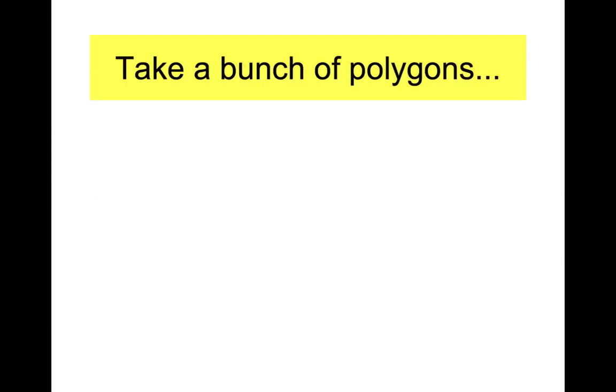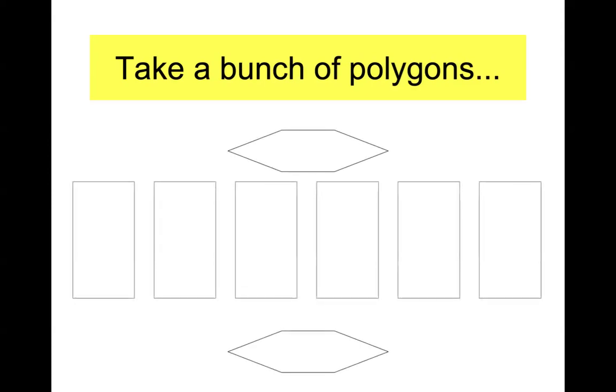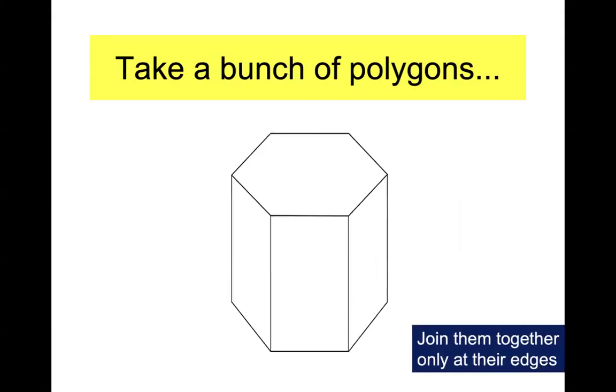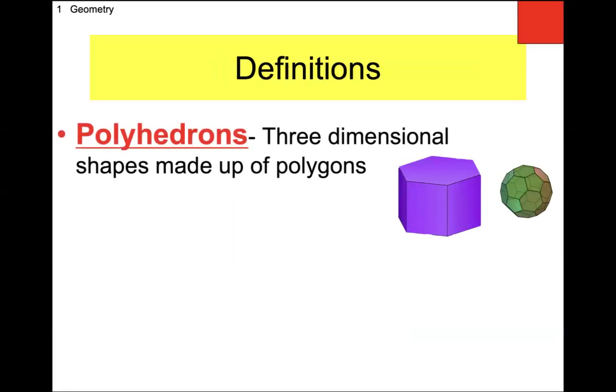So here we go. We're going to get our first definition here. Take a bunch of polygons. Got to be polygons. Join them together on their edges. Can't join them in the middle. Got to join them on their edges, and you make shapes, three-dimensional shapes. And we call these polyhedrons. Poly for many. These are three-dimensional shapes made up of polygons, and it should say join at their edges, but well, I just said it, so there you go.